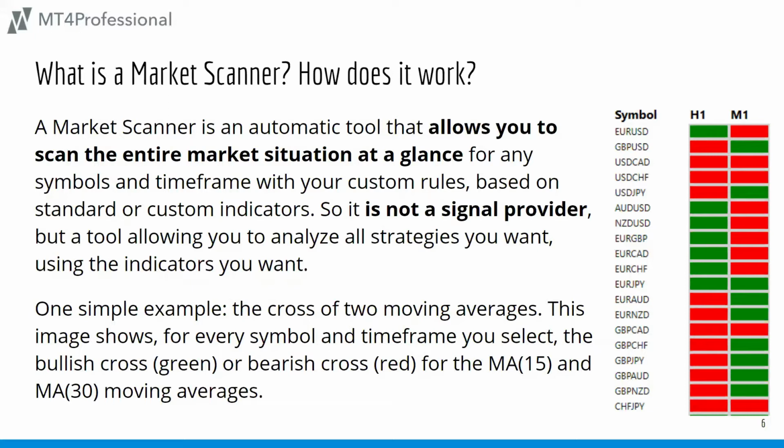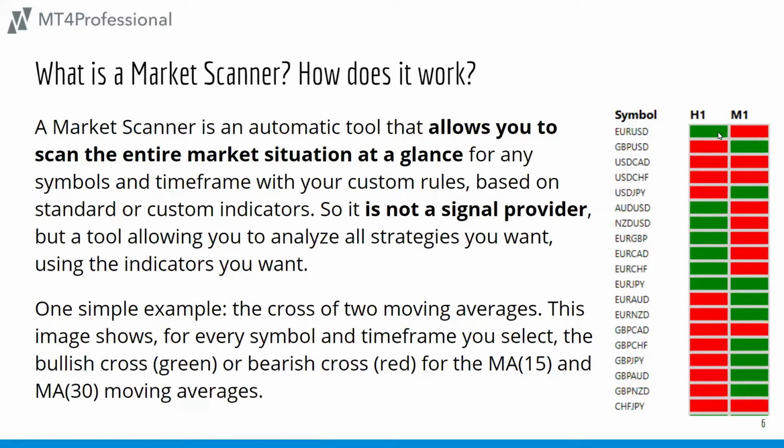A simple example is the cross of 2 moving averages. The image on the right shows that for every symbol and time frame that you have selected, and in this case I have an hourly and a 1 minute, I'm looking for a bullish cross, which is the green box, and a bearish cross, which is a red box. A bullish cross is when the MA15 crosses above the MA30. A bearish cross is when the MA15 crosses under the MA30. Very straightforward, very easy to understand.